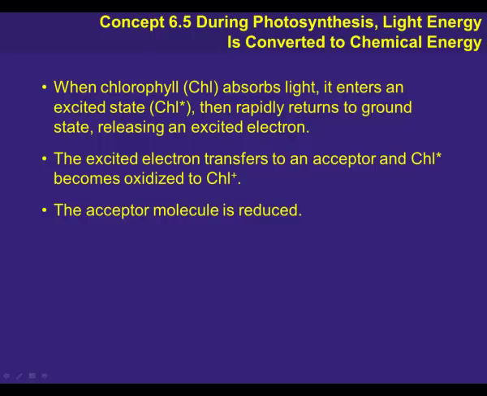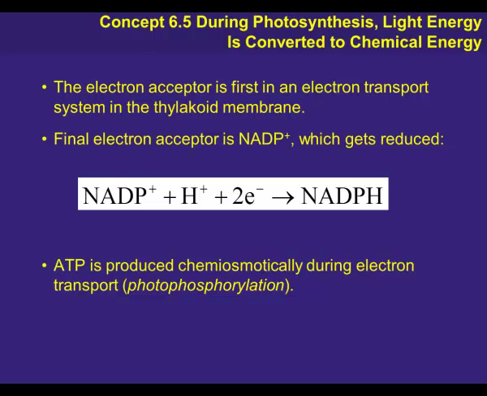And in a very similar fashion to what we saw in the electron transport chain of cellular respiration, this excited electron that has been taken from the chlorophyll molecule will actually transfer to an acceptor. The chlorophyll then becomes oxidized and the acceptor molecule is reduced. This initial electron acceptor is the first in an electron transport system.